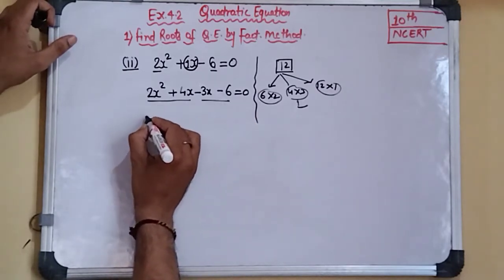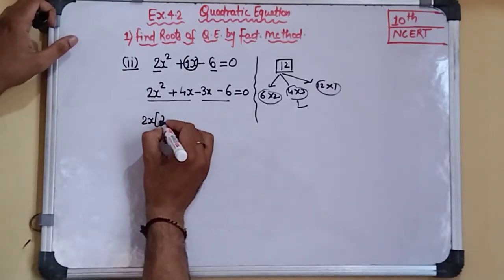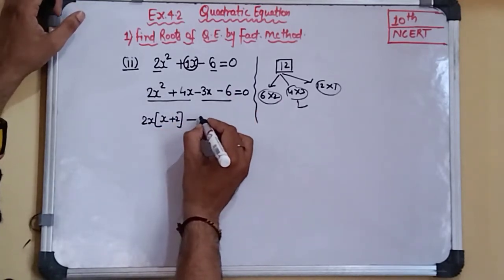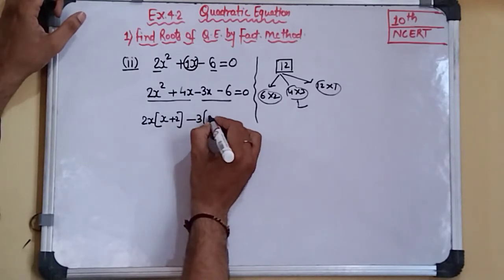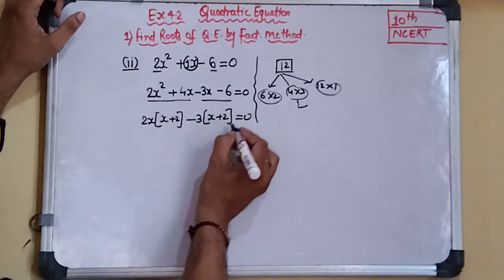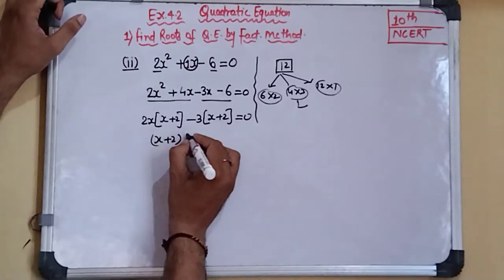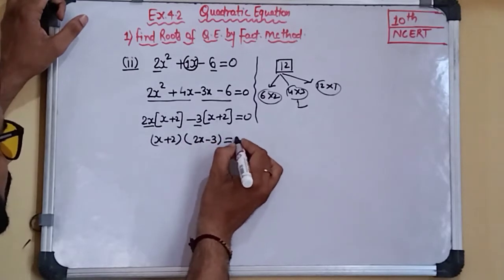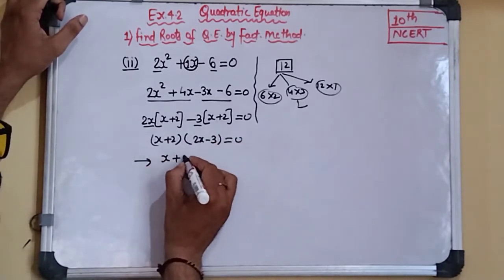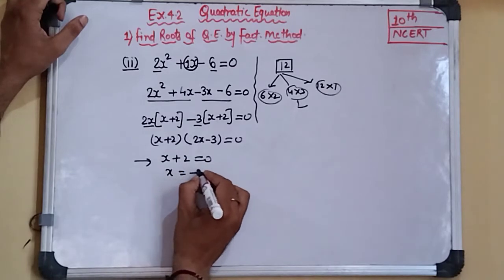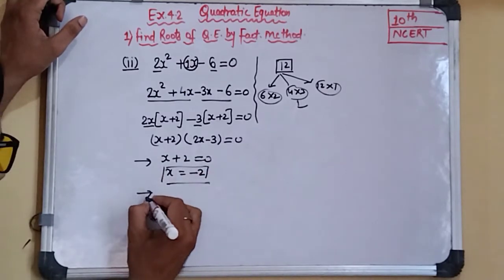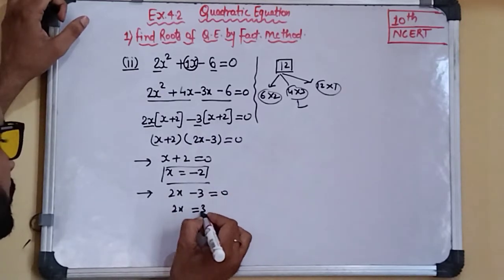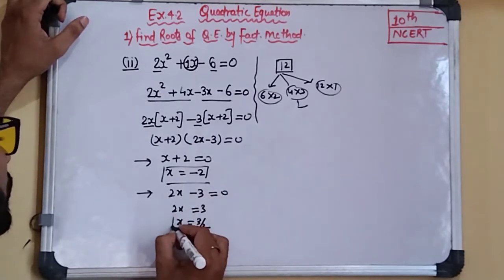Take this pair and this pair. Now take 2x common, then we get x plus 2. In this pair, we can take minus 3 common. Then we get x plus 2. Again, x plus 2 will be the common factor. In the second bracket, we get 2x minus 3. If we take x plus 2 as 0, then we get x is equal to minus 2. And if we take 2x minus 3 equal to 0, then we get 2x is equal to 3 and x is equal to 3 upon 2.